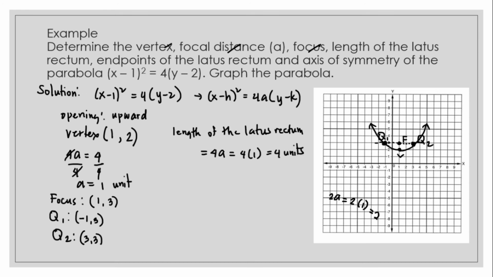And the last one, the axis of symmetry. Okay, so this is the line that divides the graph into 2 equal parts. So ito lang yung line na yon. Yung line natin. So that line is what we call the axis of symmetry. The axis of symmetry, since vertical yan, that's x is equal to 1.